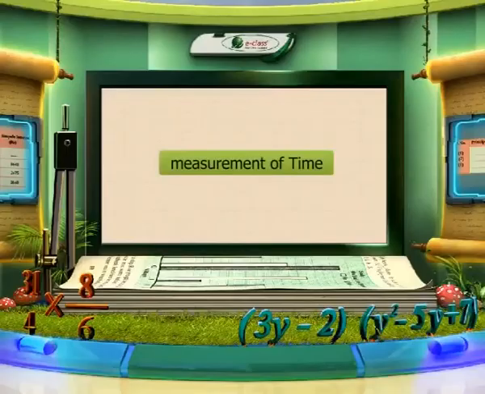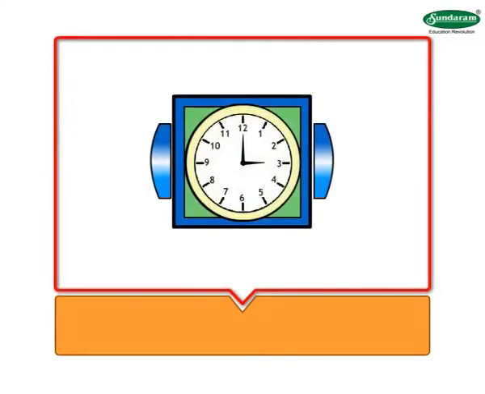Measurement of time. Look at the picture of a clock. What all things do you notice in this clock? Let us note them down. You can see numbers from 1 to 12. We can also see 2 hands of the clock. The small hand shows hours. The long hand shows minutes.